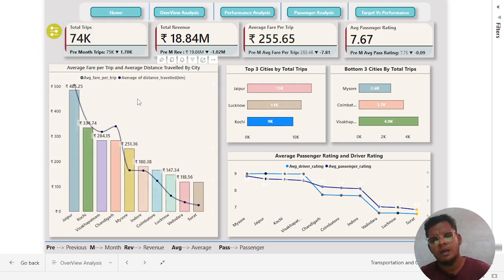Yes. And in the top three cities in March, Jaipur holds the first place. Lucknow holds the second place. Kochi holds the third place. Mysore, Coimbatore, and Visakhapatnam are in the bottom three for total trips. And here, the average passenger rating and driver rating.